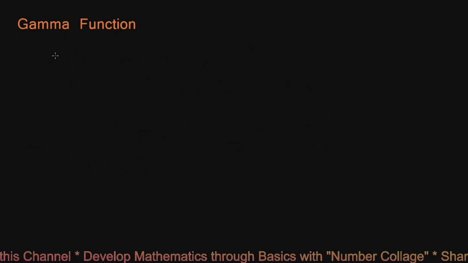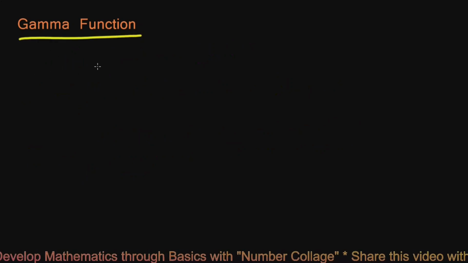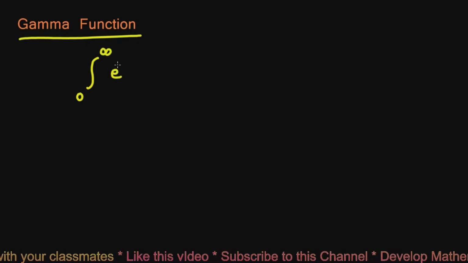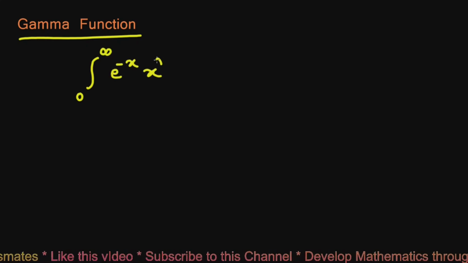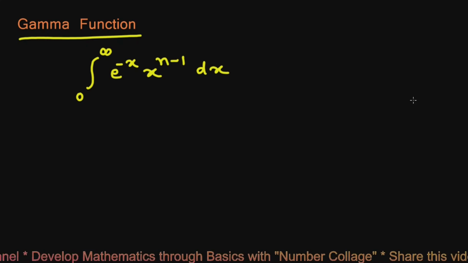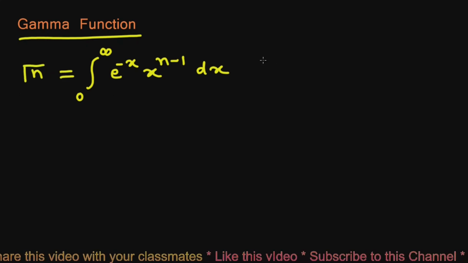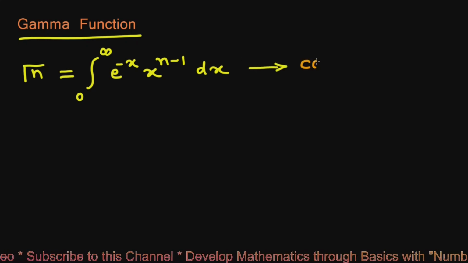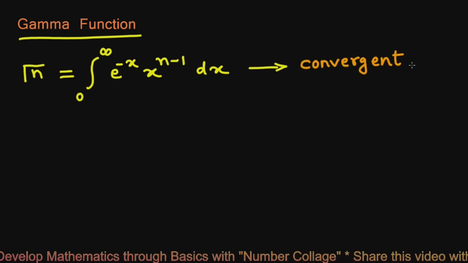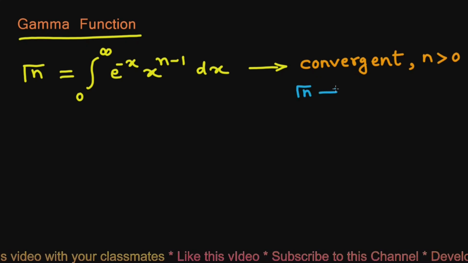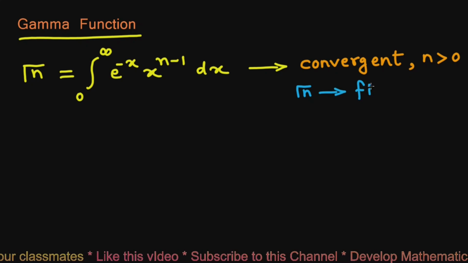Now we will define gamma function as an improper integral from 0 to infinity of e raised to minus x into x raised to n minus 1 dx, which is denoted by symbol gamma n. Now this improper integral is convergent for positive values of n, which means gamma n approaches a fixed real number.